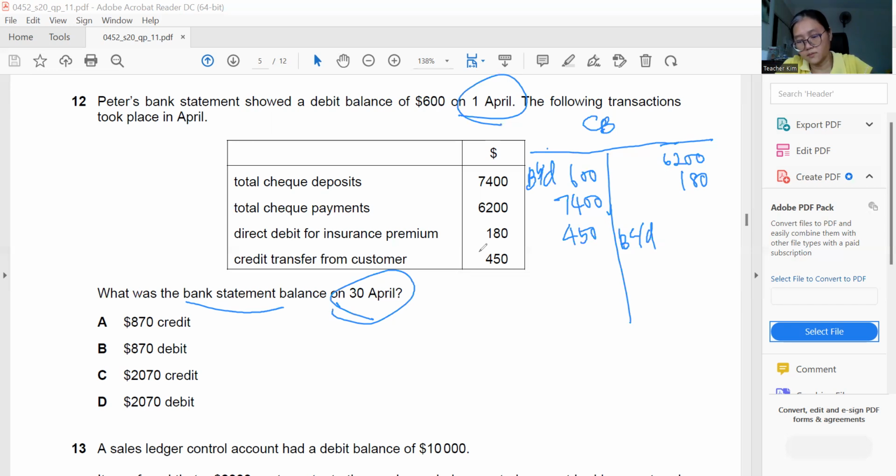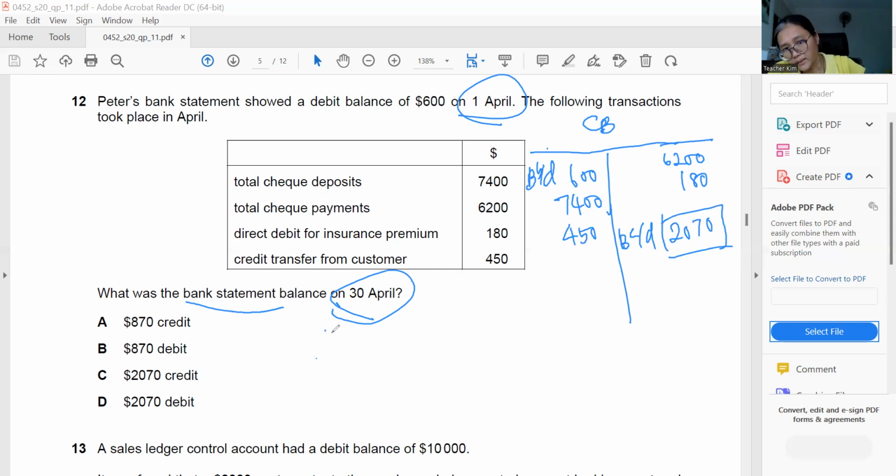8,000 plus 450 minus. So we get 2070. So this is the balance carried out we get. But this one, you take notes.